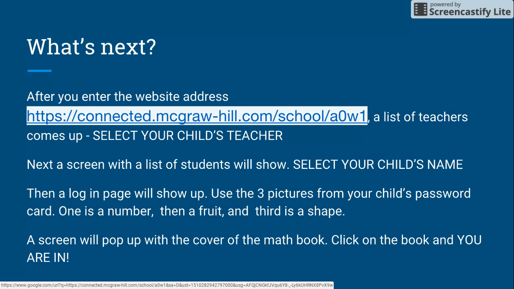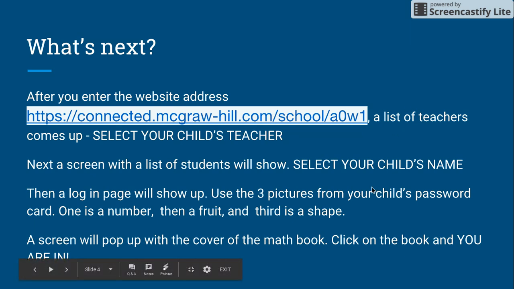I'll show you how this works, but just to let you know, after you enter the website address, a list of teachers will come up and you select your child's teacher. Next, a screen with a list of students will show up and you select your child's name. Then a login page will show up. This is where you will use the 3 pictures from your child's password card. One is a number, then a fruit, and then a shape. And a screen will pop up with the cover of your child's math book, and you will click on that book, and voila, you are in.